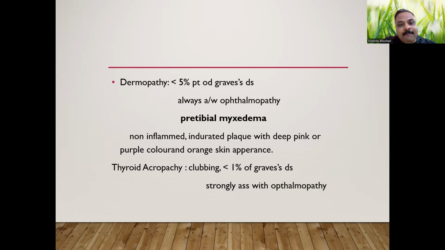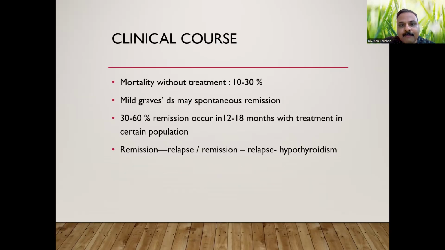Dermopathy. Less than 5% of patients of Graves' disease present with dermopathy. It is always associated with ophthalmopathy and pre-tibial myxedema. There is an increase in the thickness of the skin at the shin area. So this is a confusing statement, pre-tibial myxedema, but it happens in hyperthyroidism. It is a non-inflamed indurated plaque with deep pink and purple colored orange peel skin. Thyroid acropathy is clubbing that is found in less than 1% of Graves' disease, strongly associated with ophthalmopathy.